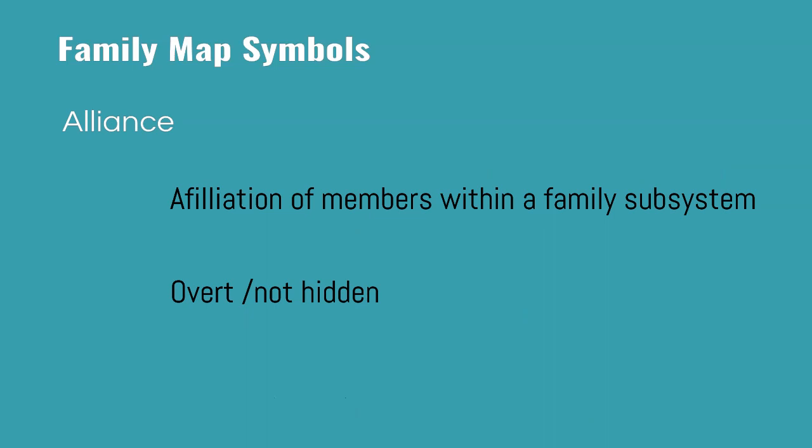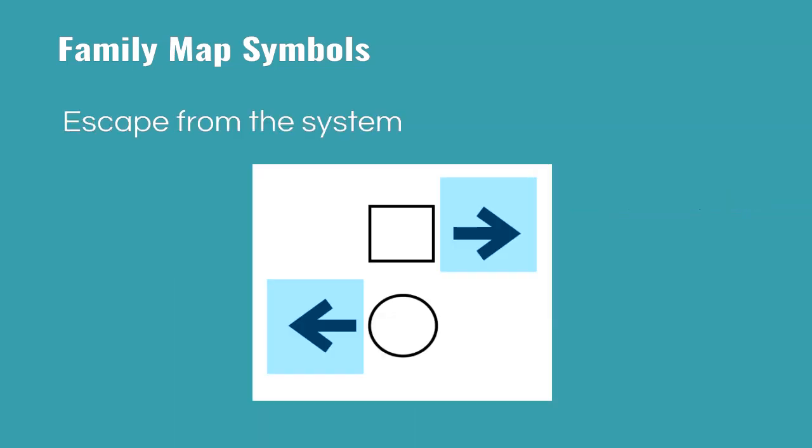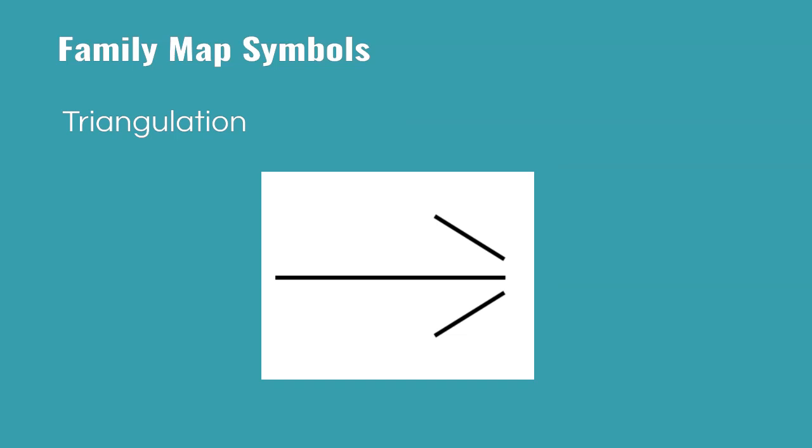Alliance, on the other hand, though this is also an affiliation between two or more family members, differs from coalitions in that they are generally within a subsystem and not hidden. An arrow pointing away from the system signifies the escape of the family member from the system. An open-ended arrow with its open end embracing two individuals, and the pointed end pointing to a third, signifies that the third person is being triangulated by the conflict between the other two.